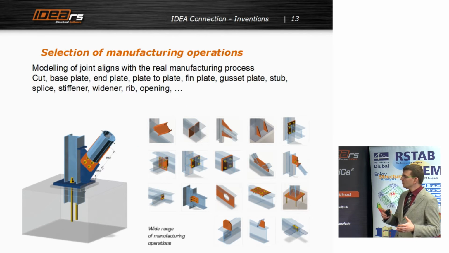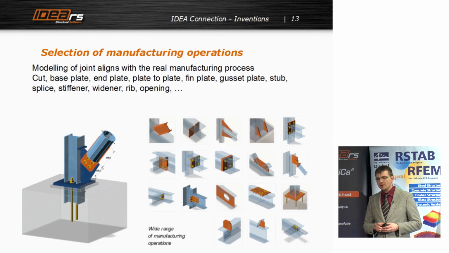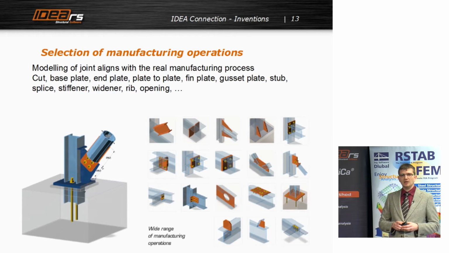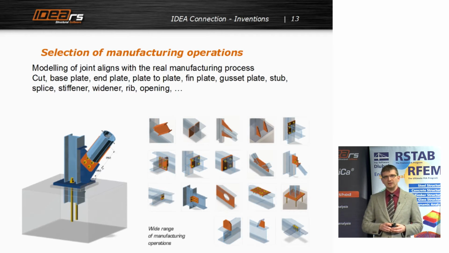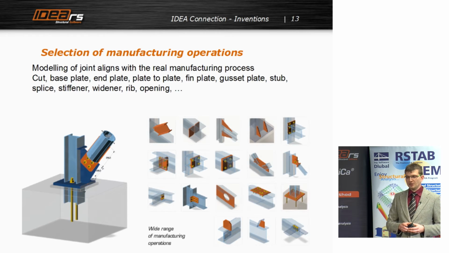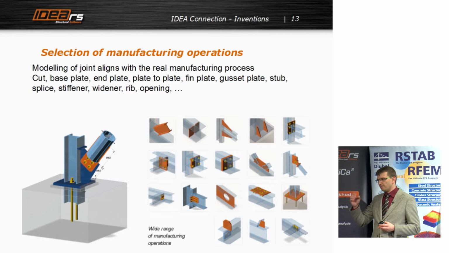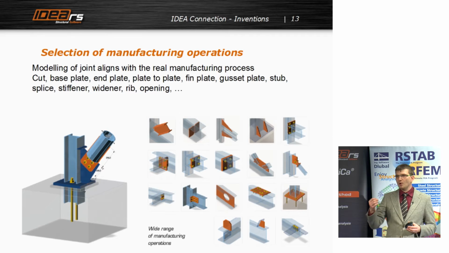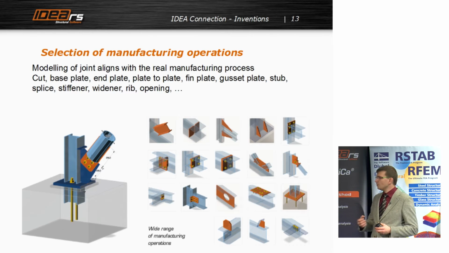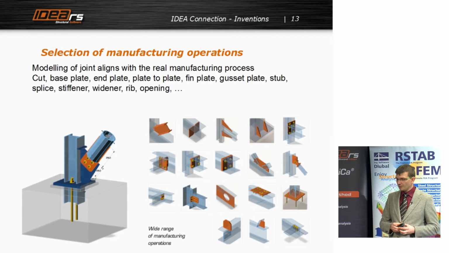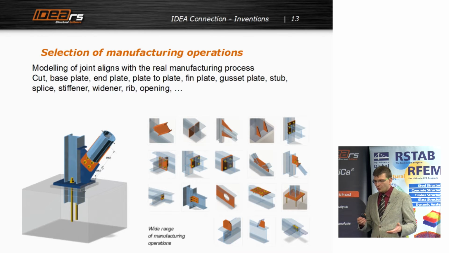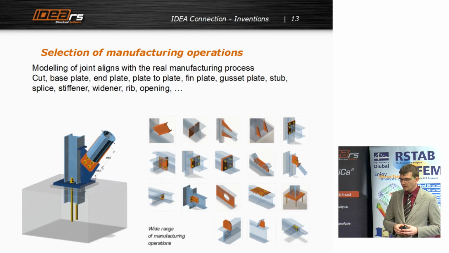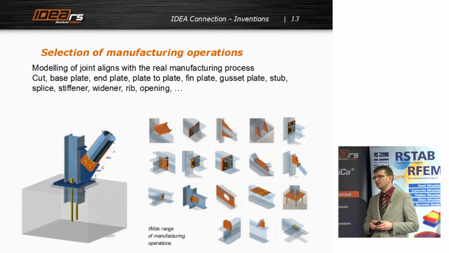We model each joint by the manufacturing operations. This is something near to the daily practice of designers or civil engineers, because you don't need to model the joint, let's say, per each component like bolt or weld. You can just select the operation, for example, the stiffener or end plate, and all necessary parts are modeled and added into the model automatically.